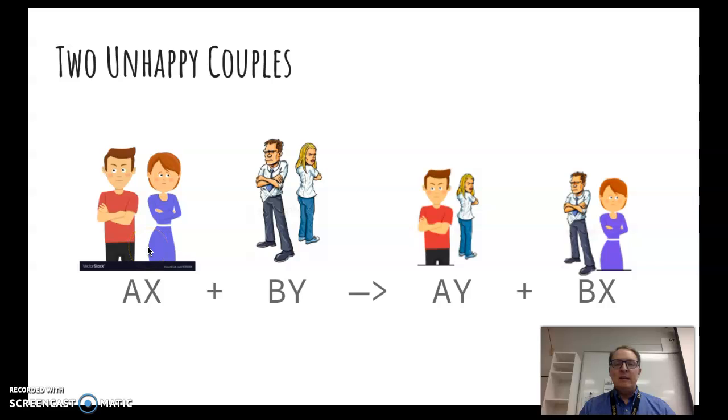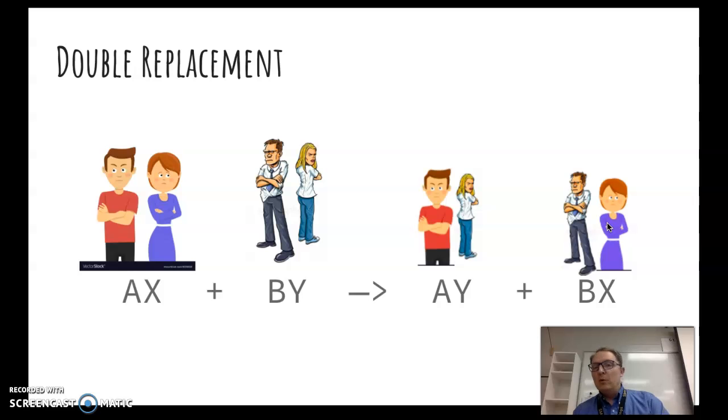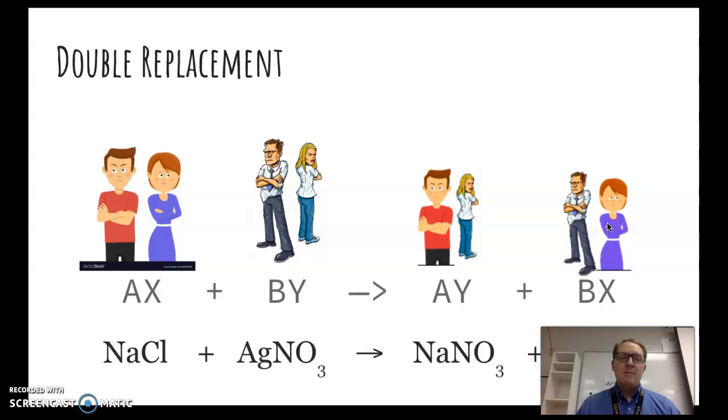A and X split up. B and Y split up. And at the end, I know they still look angry, but trust me, they're happy on the inside. They have found each other. A and Y make a better match, and B and X make a better match. And we call this double replacement. This is one of those crazy relationship type movies where everybody's breaking up and getting together and breaking up and getting together, and at the end of it, it all just works out properly. But it started off as a huge giant mess.